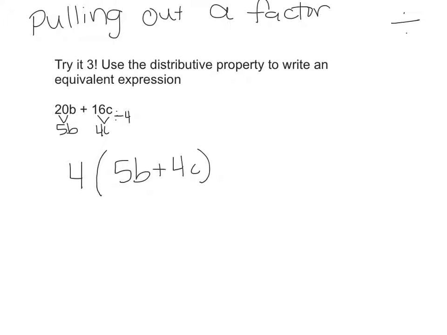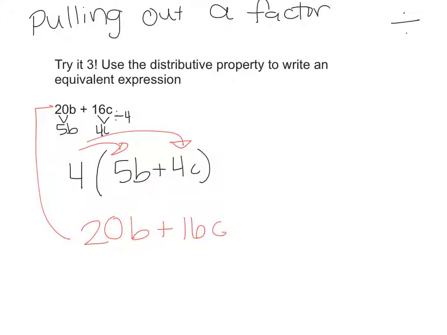And then let's check our work. 4 times 5b is 20b, plus 4 times 4c, which is 16c. Does it match our original problem? Yes, it does. That is our equivalent expression, right here. Of course, this isn't our equivalent expression down here. This was just us checking our work. That was the original expression. Hopefully you got that right. If you have any questions, let me know.